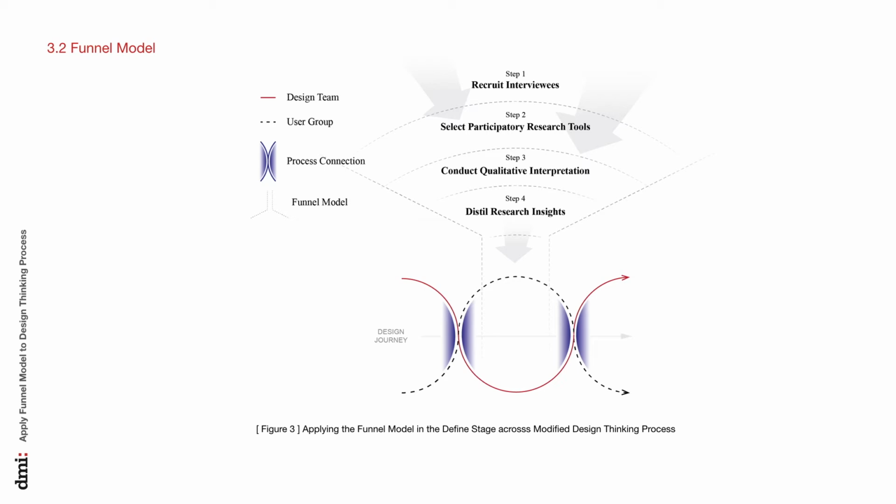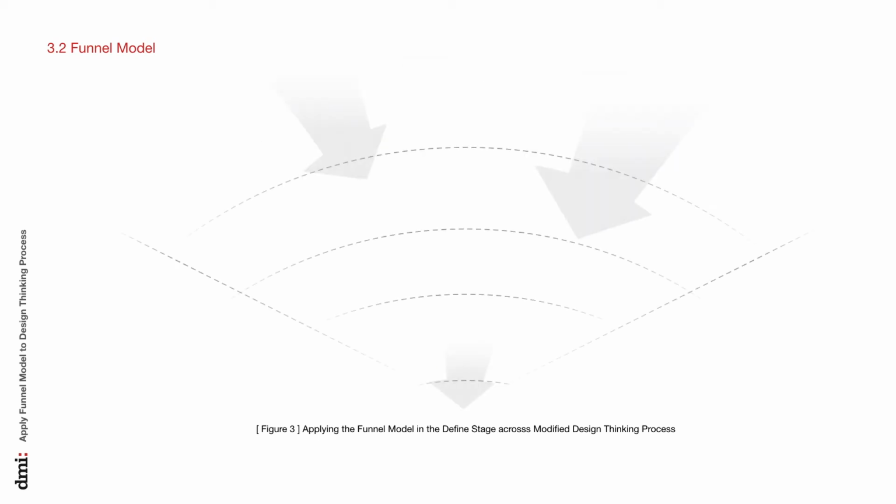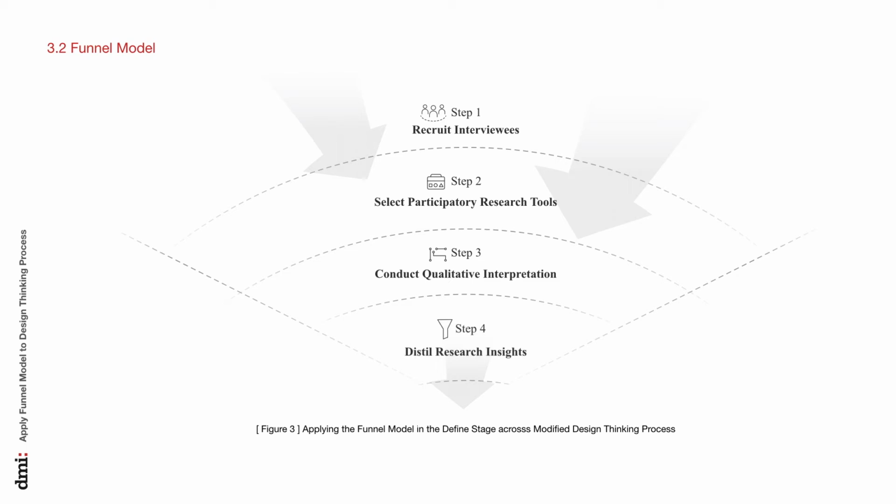Inserted into the define stage, the funnel model consists of 4 steps. Step 1, recruit interviewees. Step 2, select participatory research tools. Step 3, conduct qualitative interpretations. Step 4, distill research insights.